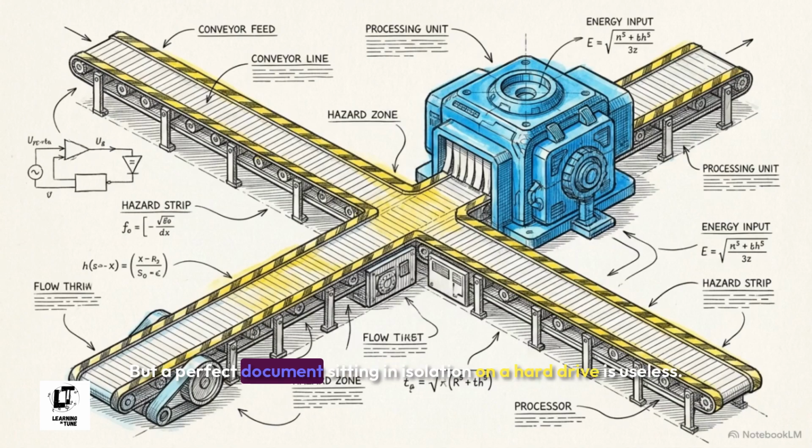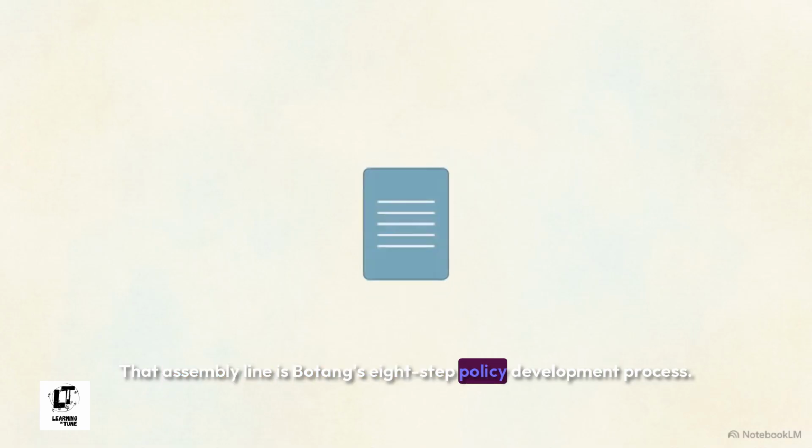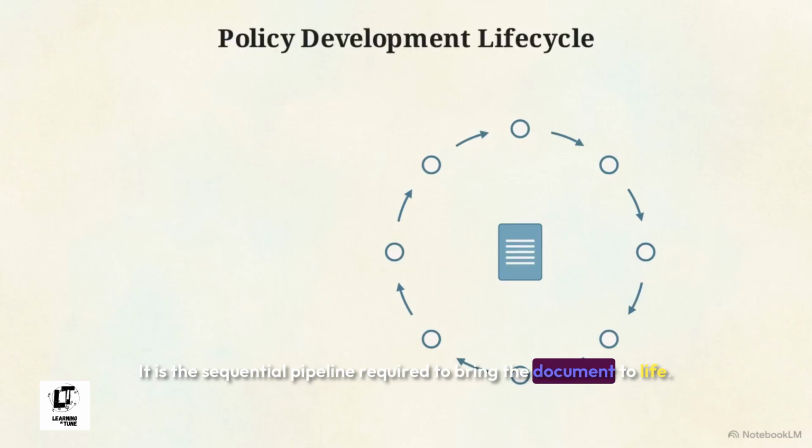But a perfect document sitting in isolation on a hard drive is useless. To build, approve, and execute that structure, the organization needs an assembly line. That assembly line is Boateng's 8-step policy development process. It is the sequential pipeline required to bring the document to life.